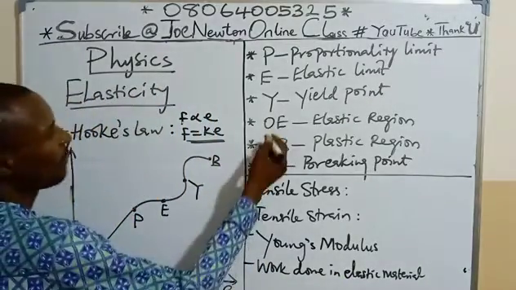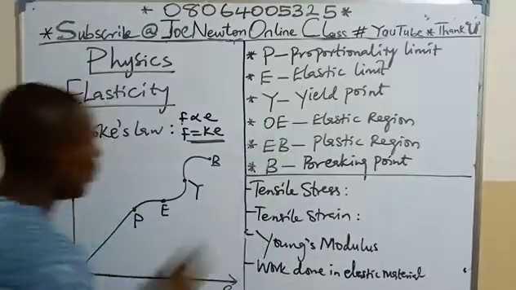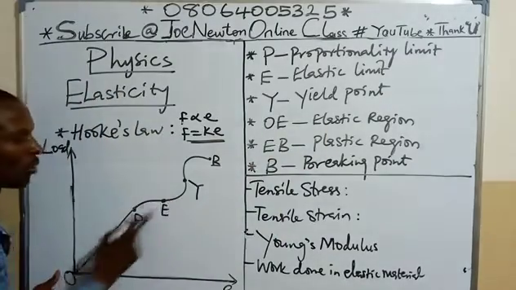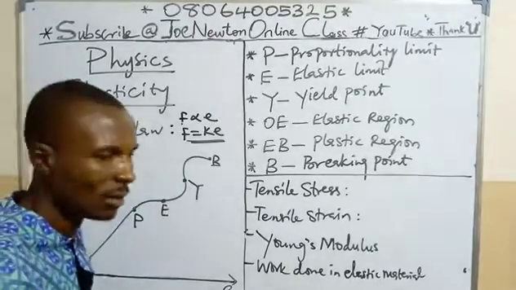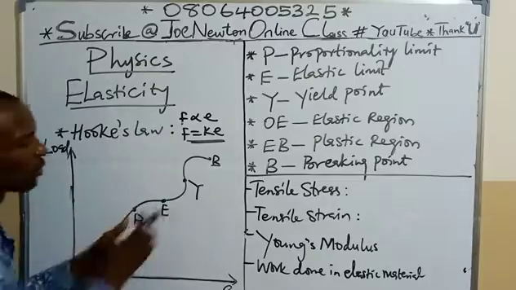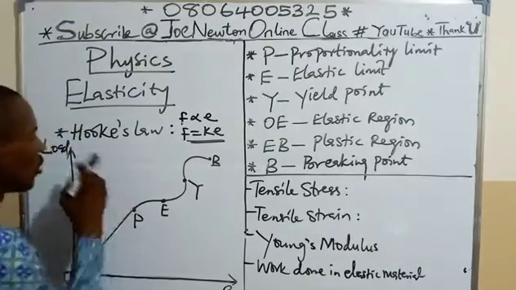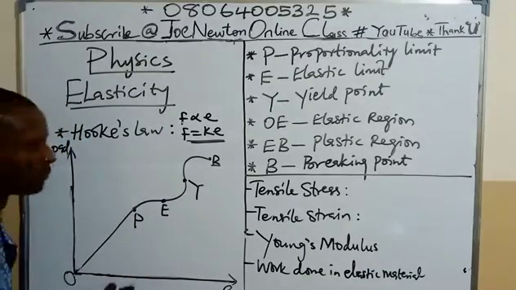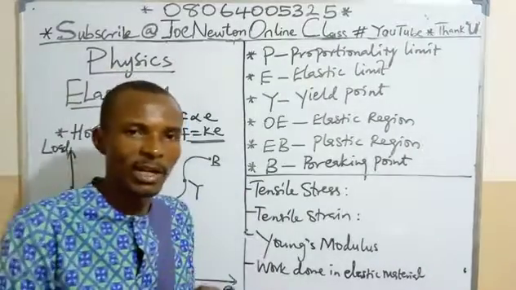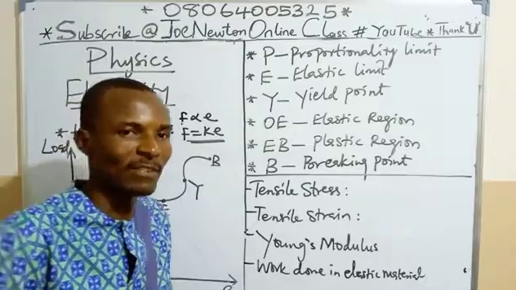Okay, then we have the points O, Y, E. From O to E here, we call it the elastic region. From O to E, the material is still elastic. But the difference is that from O to P, Hooke's law is obeyed. Then beyond P, Hooke's law is no longer obeyed. Then the force is no longer proportional to the what? Extension. Then from O to E is the elastic region. Within that region, the material can go back to its original shape and size.